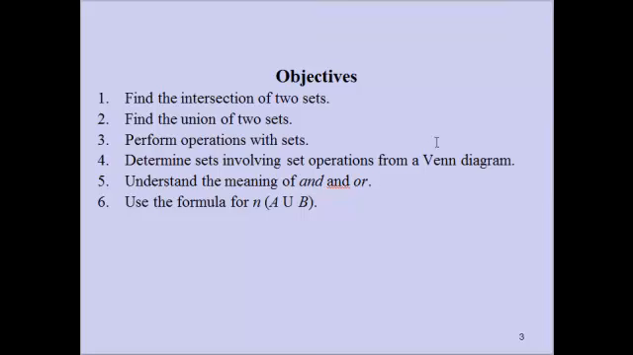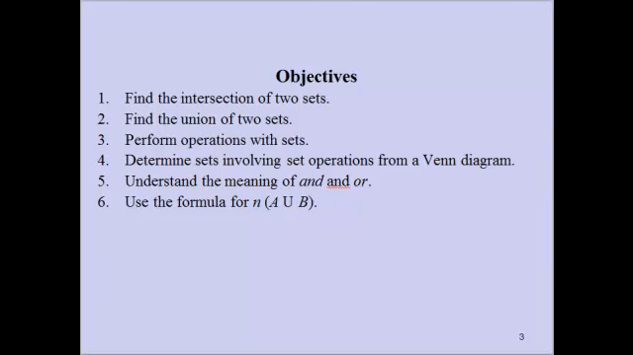So we're going to draw a picture involving the intersection and union of two sets and determine which elements are a part of that set. We're going to understand the meaning of AND, which is intersection, and OR, which is going to be union here. And then we're going to use the formula for finding the cardinal number of the union of two sets. And we're going to use a Venn diagram to help us understand that.